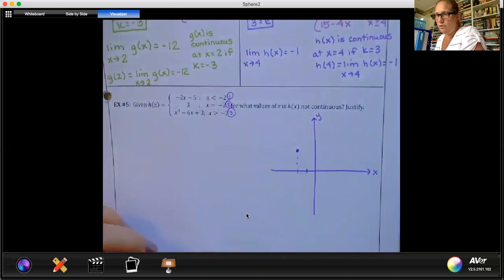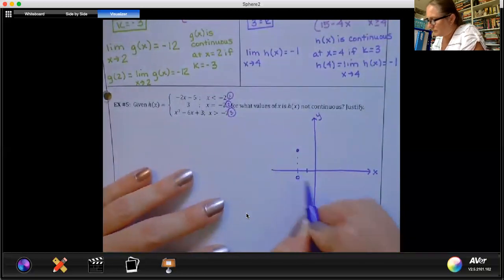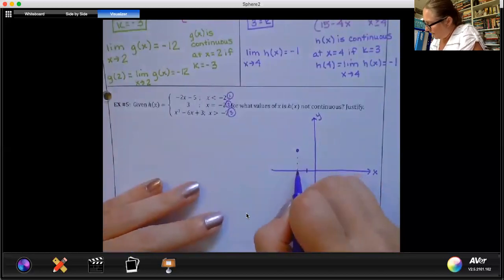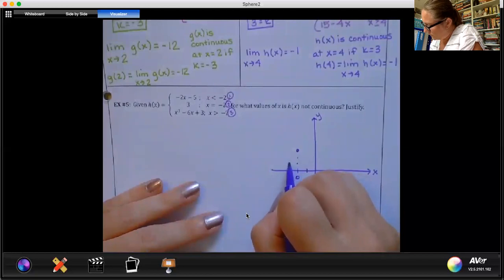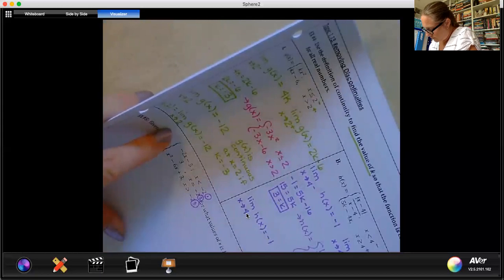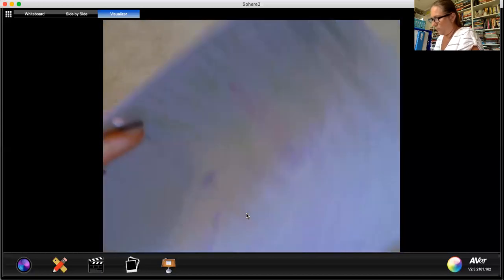Negative 2x minus 5 if x is less than negative 2. So plugging in -2 is going to give me a hole in the graph. So that would be -2 times -2 is 4, and 4 minus 5 is -1. And then I need a slope of -2. So rise 2 and left 1. And that will be part 1.